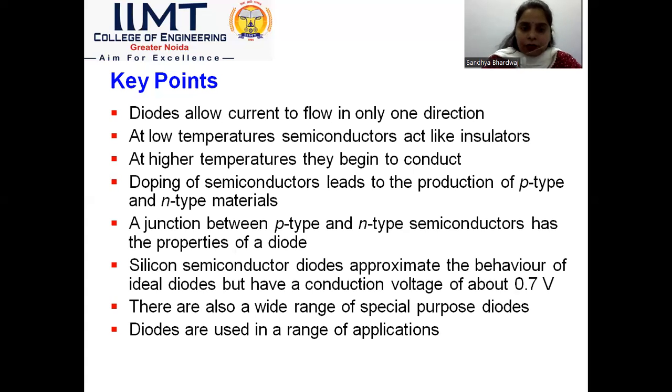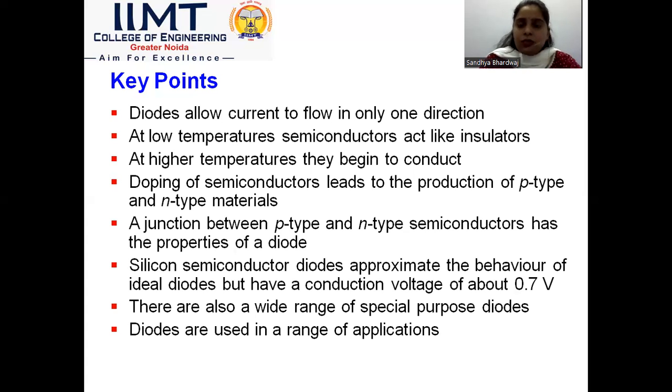There is also a wide range of special purpose diodes, like the tunnel diode, Schottky diode, Zener diode, and catch diode, also shown in the figure. Why are these special? Because they work in reverse. In the earlier slide, we said that a diode conducts current only in the forward direction, only in one direction. So these are some special purpose diodes.